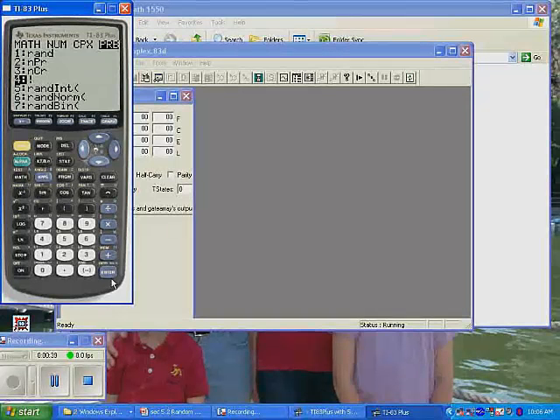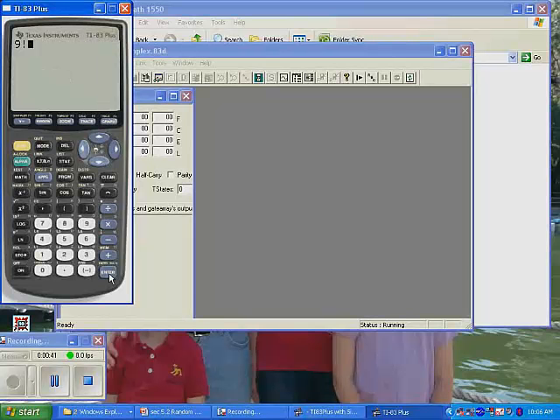Right? 9 factorial. It'll do 9 times 8 times 7 times 6 times 5 times 4 times 3 times 2 very quickly.